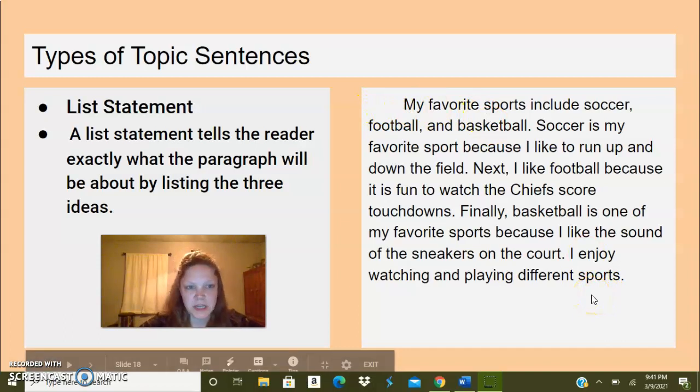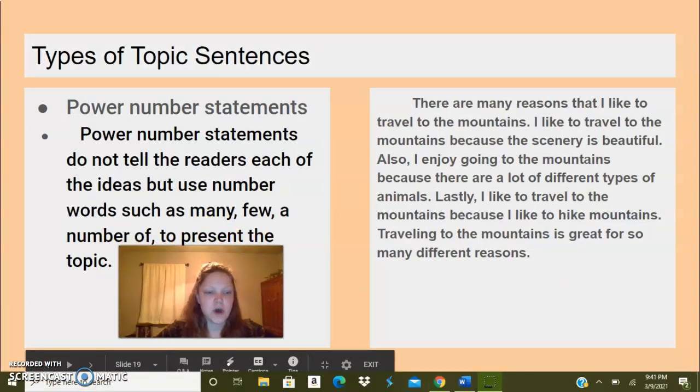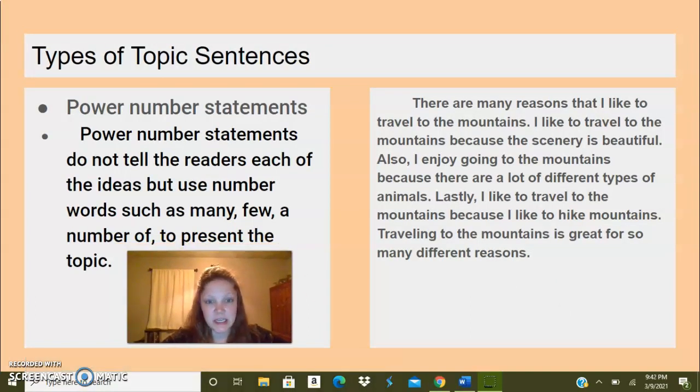So we're going to look at another type of topic sentence, power number statements. Unlike the list statements, the power number statements do not tell the readers each of the ideas, but instead use number words such as many, few, or a number of, to present the topic. So instead of saying each of the items that we are going to be talking about in our paragraph, power number statements use number words.